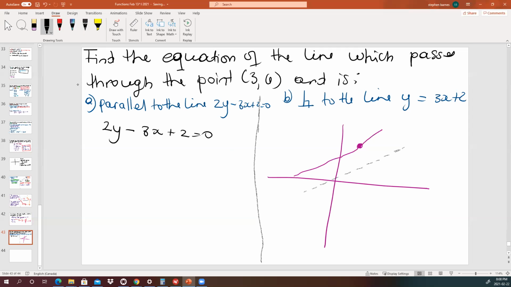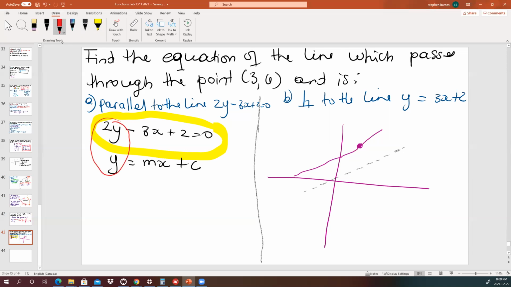But we know that our equation of a line is supposed to be in the form y equals mx plus c. So we need to rearrange this right here so that it is in the correct format. By looking at it, you should see that you have 2y right here. So to get y to not be 2y and to be just 1y, you can divide through the equation by 2. So that's what I'm going to do.